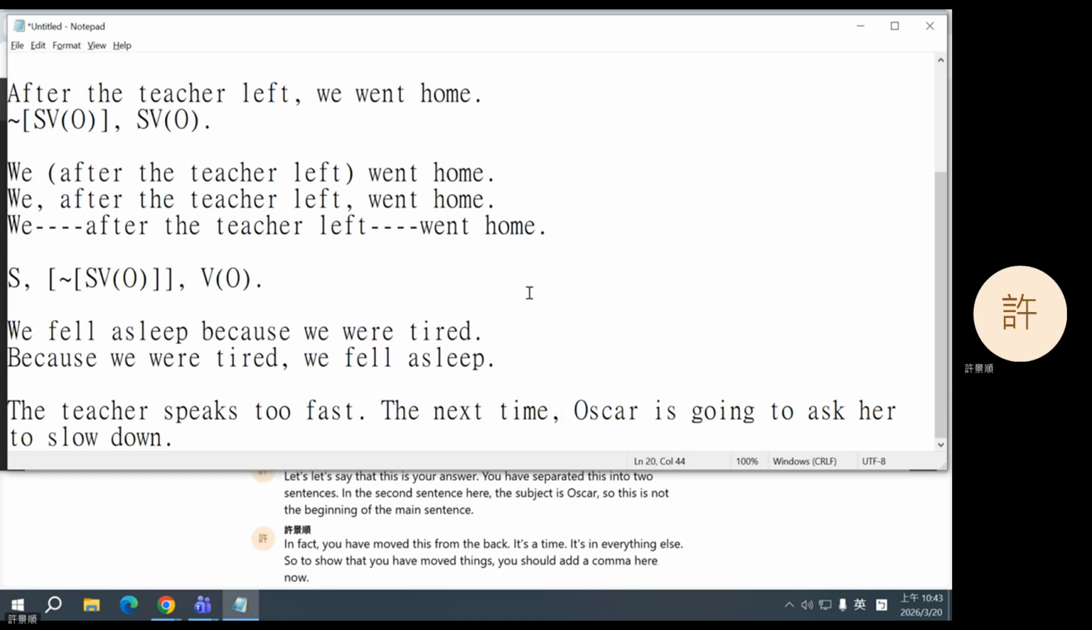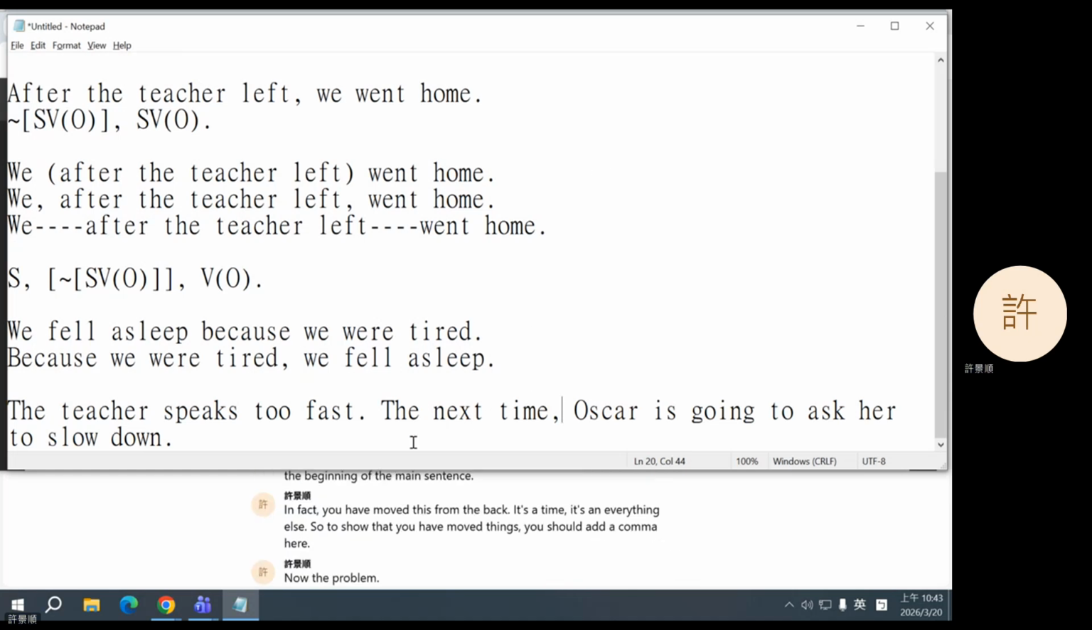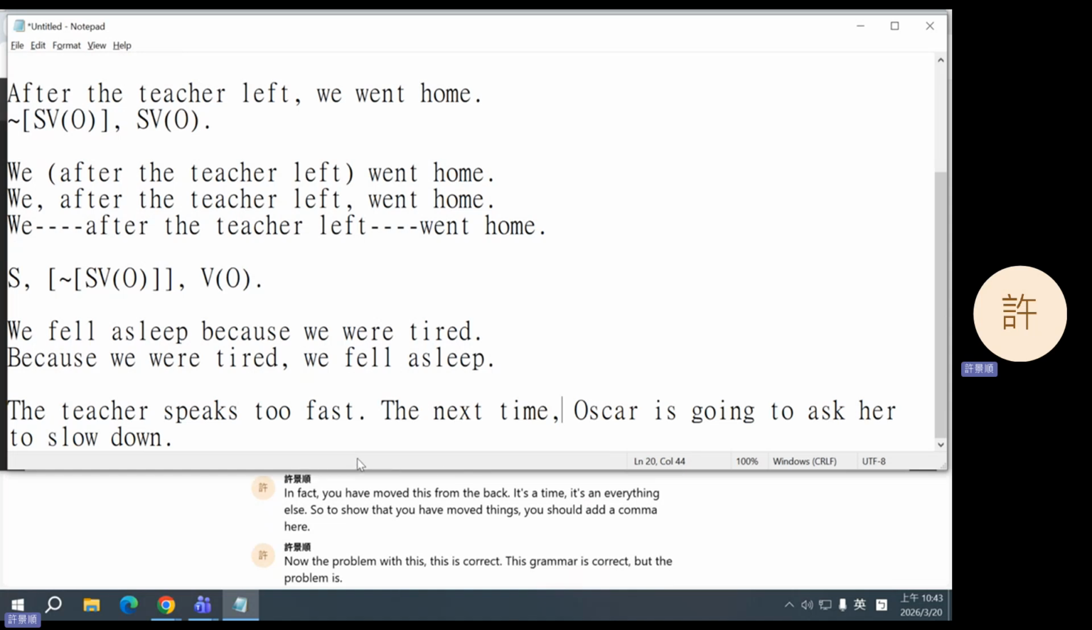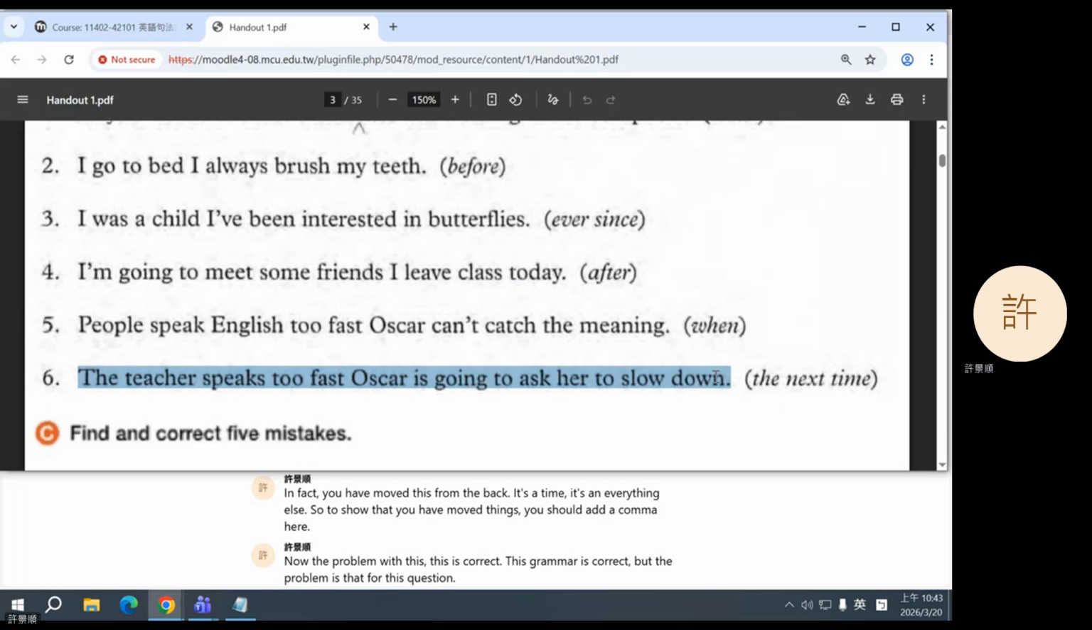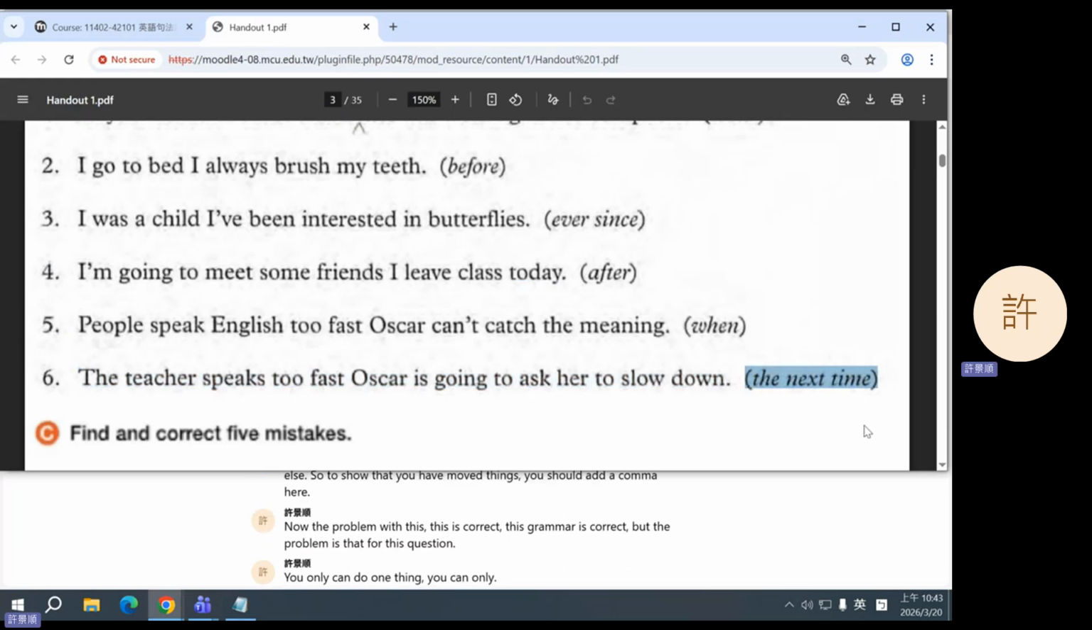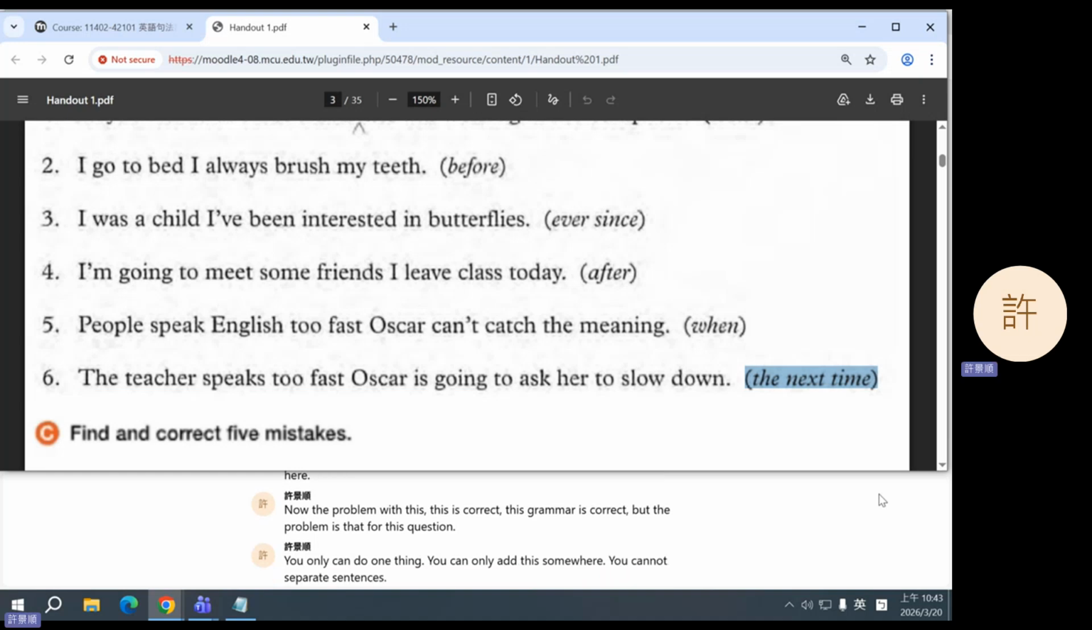Now, this grammar is correct. But the problem is that for this question, you can only do one thing. You can only add this somewhere. You cannot separate sentences. So where should we put this to keep number 6 still one sentence?